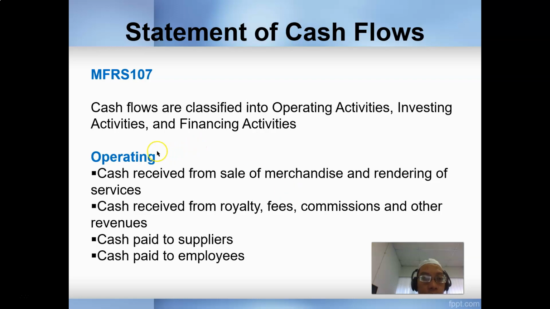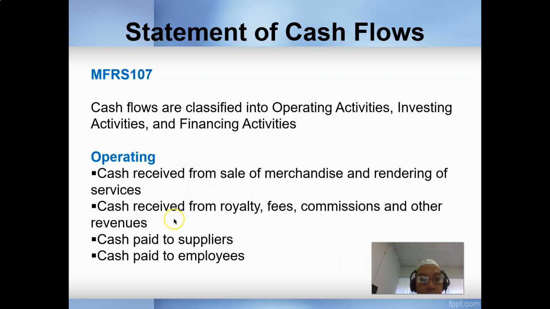What are cash flows from operating activities? They include cash received from sale of merchandise and rendering of services. Okay, so when the business runs their operation, whether they are making sale of merchandise or they give out services, any cash received from those operations will be included under the operating activities.